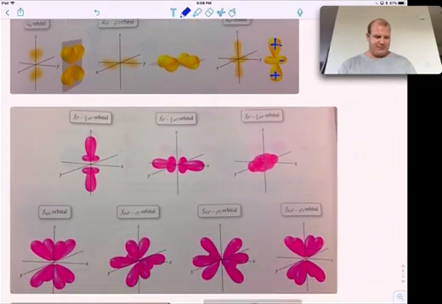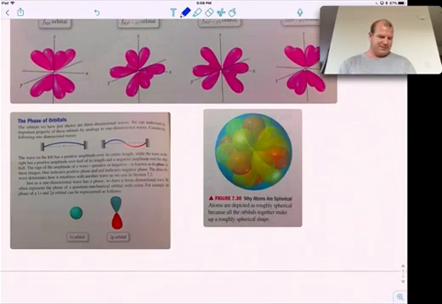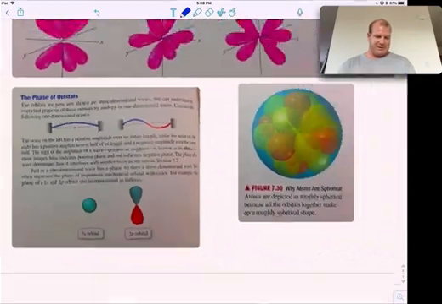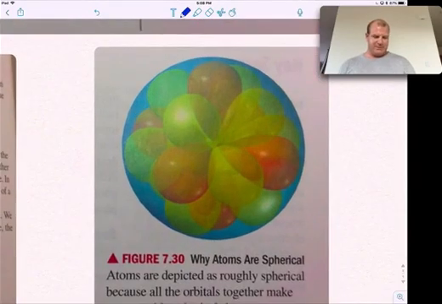And here are the f orbitals. These are all kind of funky looking, so these are kind of cool. Those are the 4f, I should say. These are the 4f orbitals. Oh, and they do talk about the phase, the plus and minus sign. Okay, so they do talk about the phase of the orbitals. And this, in part, is why atoms are spherical.